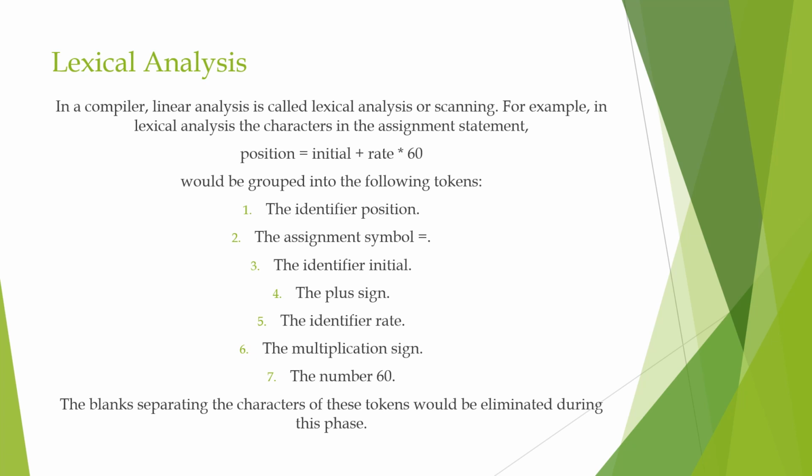Next, the equal sign is the assignment symbol. Then initial is a word, so that is an identifier. The third one is the identifier initial. Then the plus symbol, which is the plus sign. Next comes rate once again, which is an identifier. Then the multiplication sign. The last one is considered a number. The blanks separating the characters of these tokens will be eliminated during this phase. Any blanks are not considered.